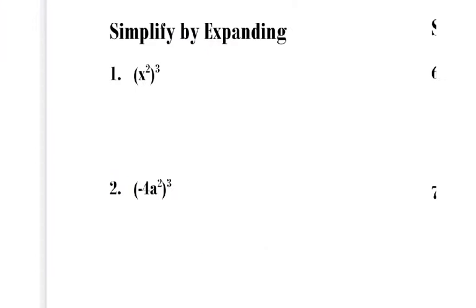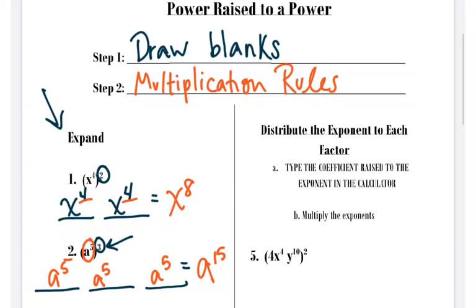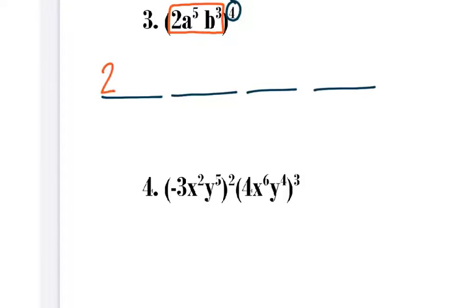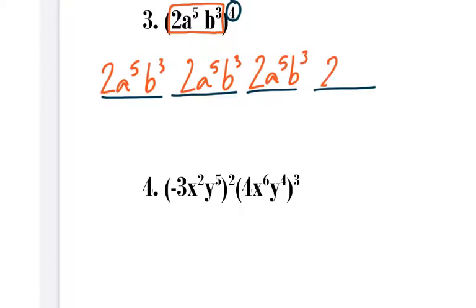Let's look at a couple more like this. Do the same thing with number 3. On number 3, we have a 4th power, so we're going to draw 4 blanks. On those blanks, we're going to write down what we had inside the parentheses. So it's 2a^5b^3, 2a^5b^3, 2a^5b^3, 2a^5b^3.